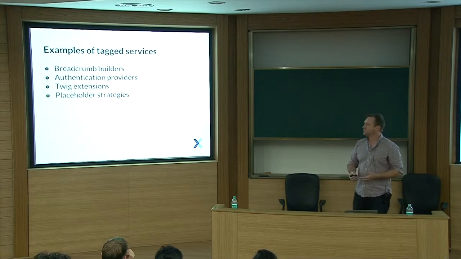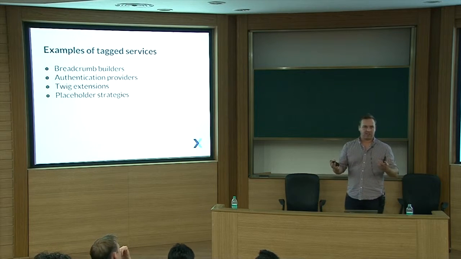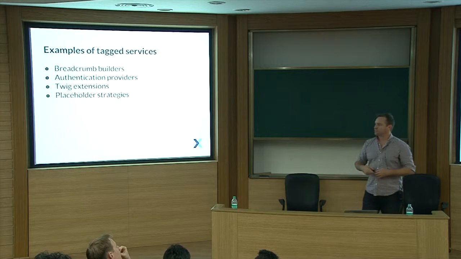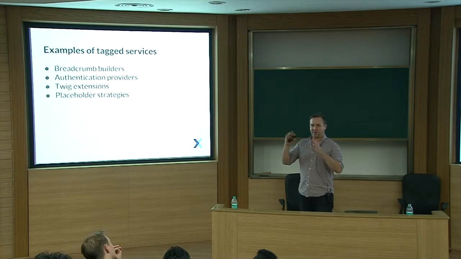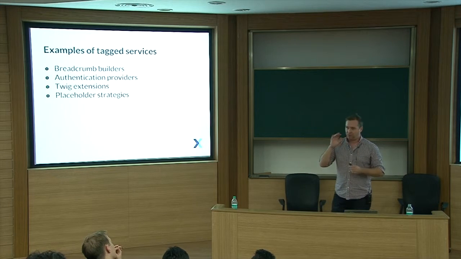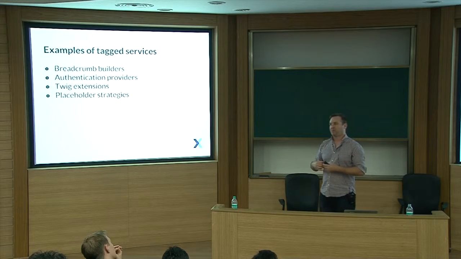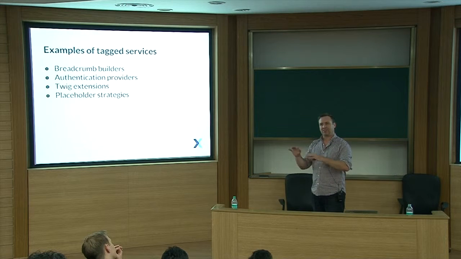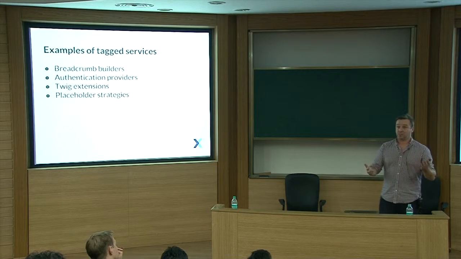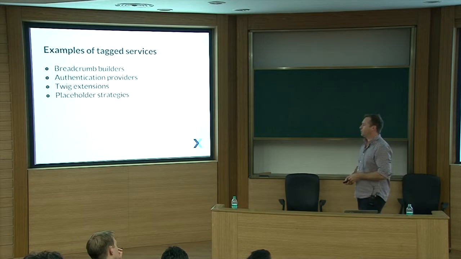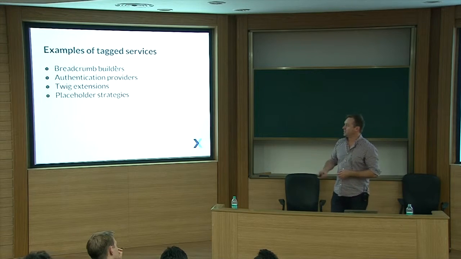There's also things like authentication providers. All of the Twig extensions are actually tagged services. And then something that came in right at the end before Drupal 8 was released was the idea of placeholder strategies, which, if you heard Dries' keynote this morning, he was talking about Big Pipe, was actually a few different strategies that could be used. So one of them is Big Pipe, which is basically using placeholders and then filling in the slow bits later on. But there's also other concepts like Edge Side Includes, which is using a CDN to do that for you. I think there's another JavaScript one as well. So that's all basically tagged services as well.